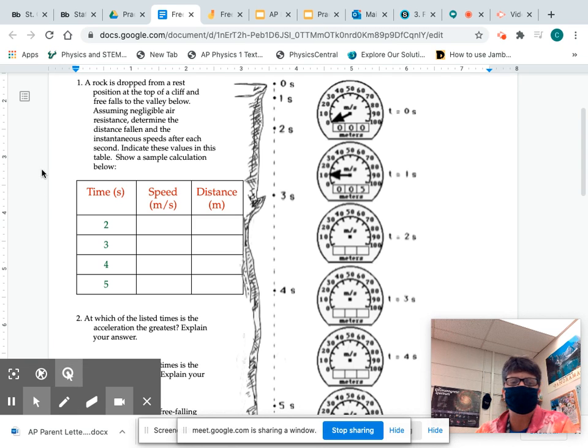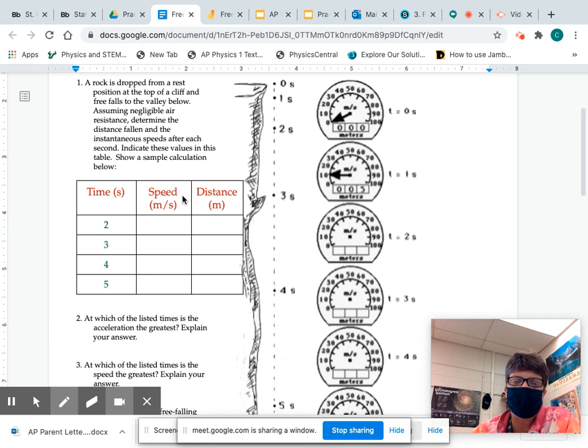Okay, so in this first part, we're going to calculate the speed and the distance. So we need our two equations. Anyone remember the equation for the speed one when we're talking about free fall?